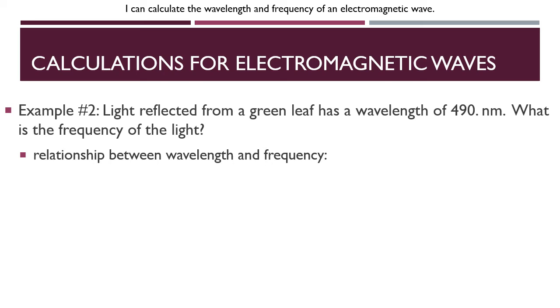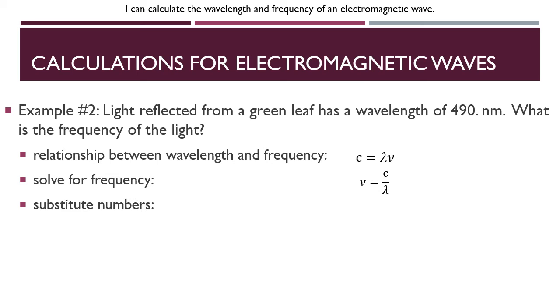So again, like before, this question is asking us about the relationship between wavelength and frequency. So I'm going to use that same equation, c equals lambda nu, but this time we're asked to find the frequency. So I want to solve it for the frequency. So I want to divide both sides by lambda. That will get the nu by itself, so I get nu equals c divided by lambda. Now we can substitute in numbers.